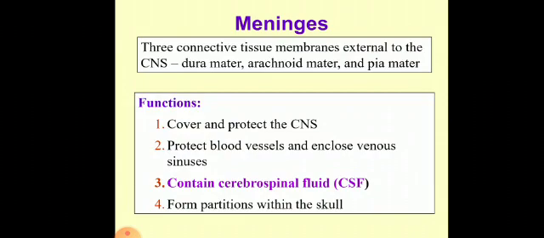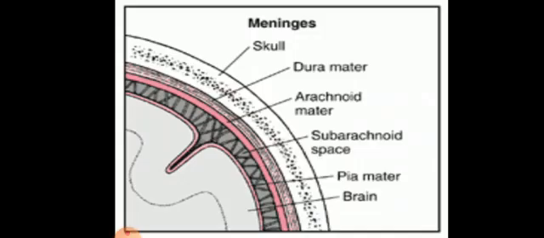Now a little more about the meninges, which I've already told you all, which I've just put in the briefest form. Three connective tissues, as I told you, the dura mater, arachnoid mater, and the pia mater. And you exactly know where they are present and what is the space in between them. Now to brief up about the function of the meninges, what do all three do? They cover and protect the central nervous system. They protect blood vessels and enclose the venous sinuses. They contain the cerebrospinal fluid, that's our matter of concern here. They form partitions within the skull.